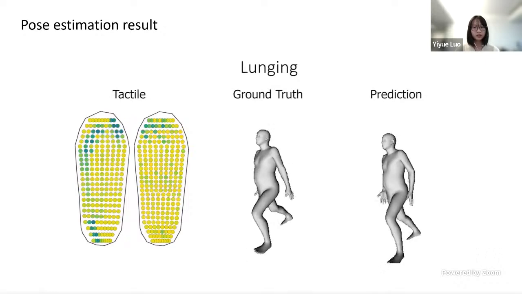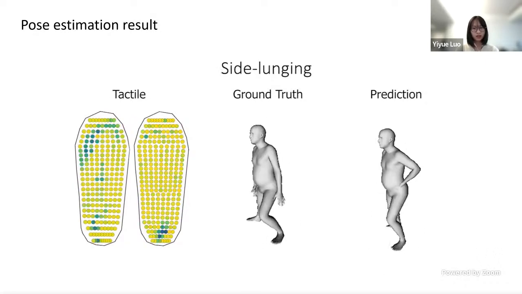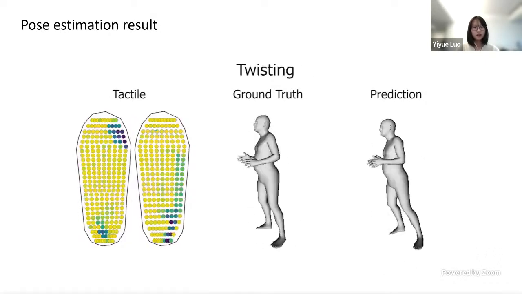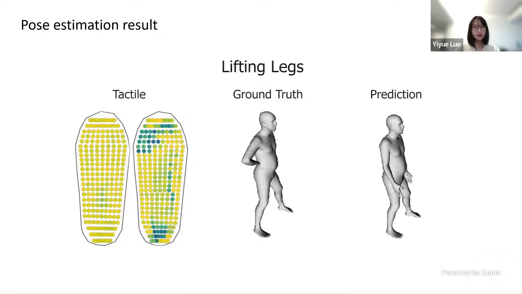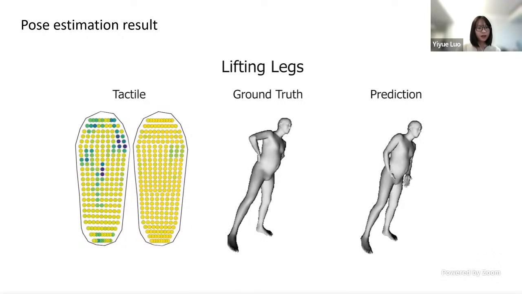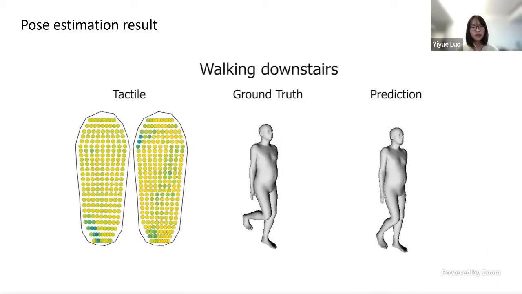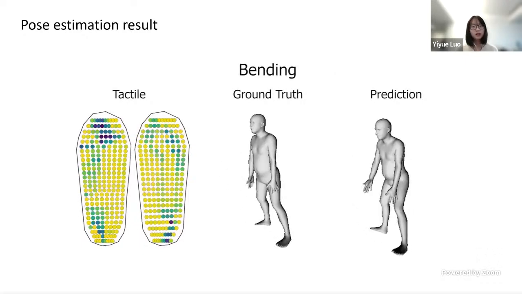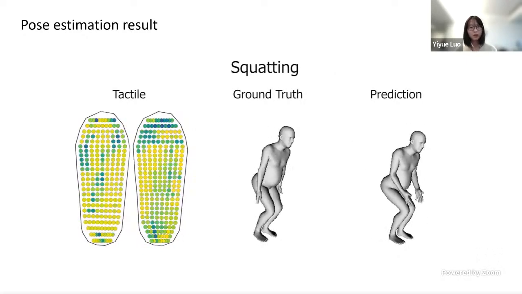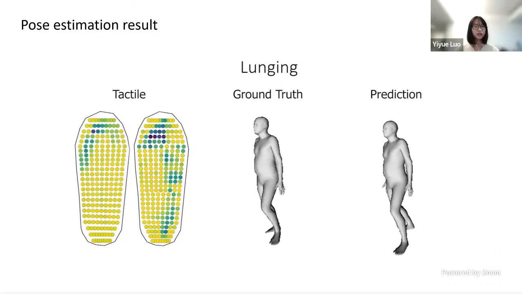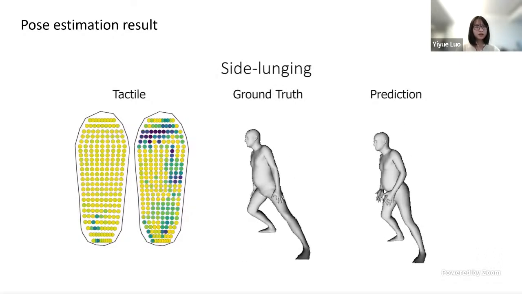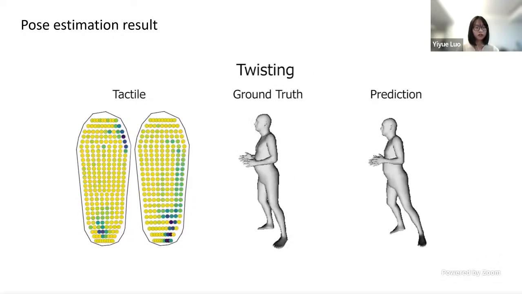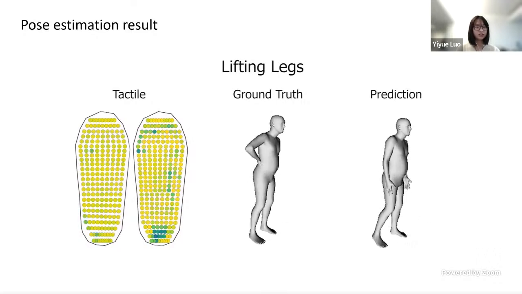And here are some qualitative results of our pose estimation by taking the tactile responses from a pair of tactile sensing socks and then outputting the person's body pose. The model learns to make predictions that are both smooth and consistent over time, while a person is doing a diverse set of daily exercises.